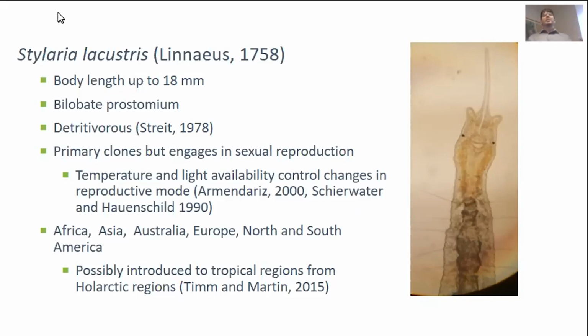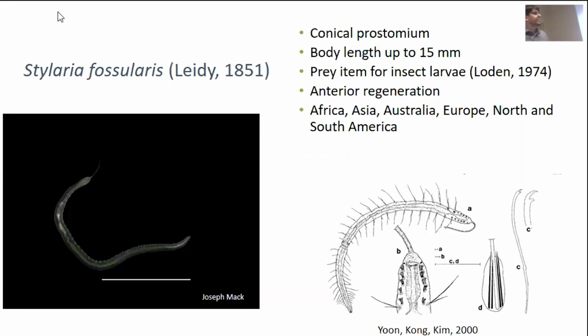But most of these organisms are, I'm trying to remember, Palearctic species. So they prefer Europe, North America, Asia, and then once you hit that equator line, they're not so sure if they can survive that. But they are possibly introduced to regions like Africa, Australia, and South America. And same kind of goes for, I keep pressing the wrong thing, for Stylaria fossilaris.